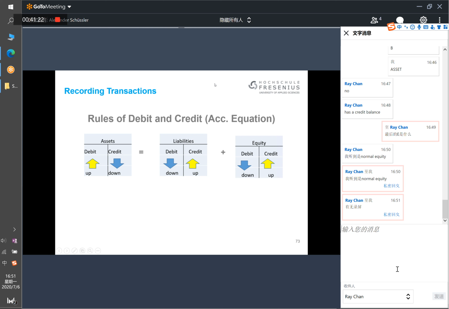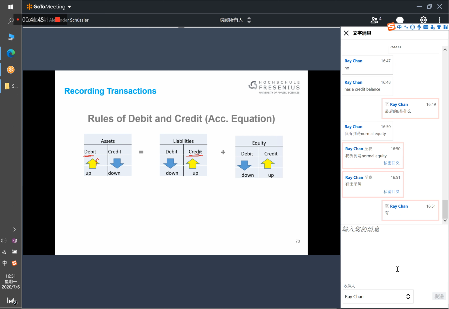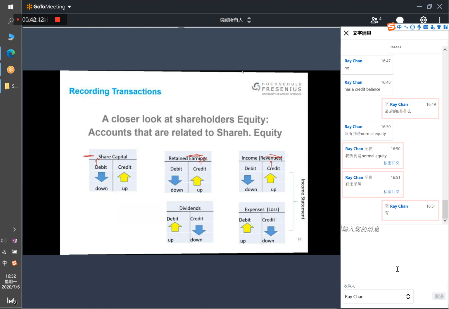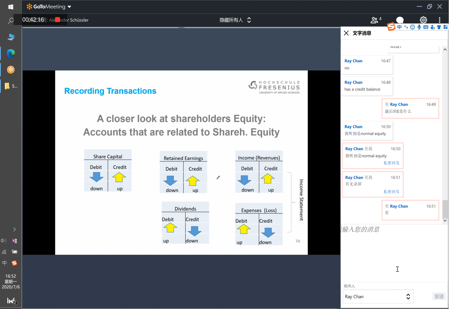So asset accounts have a normal debit balance, because debit is up. Liability accounts have a normal credit balance, because this is up. Equity is a credit balance because it's up, if we're talking about normal equity accounts, because there are also equity accounts which are the other way around. The top three are normal equity accounts, credit balance.